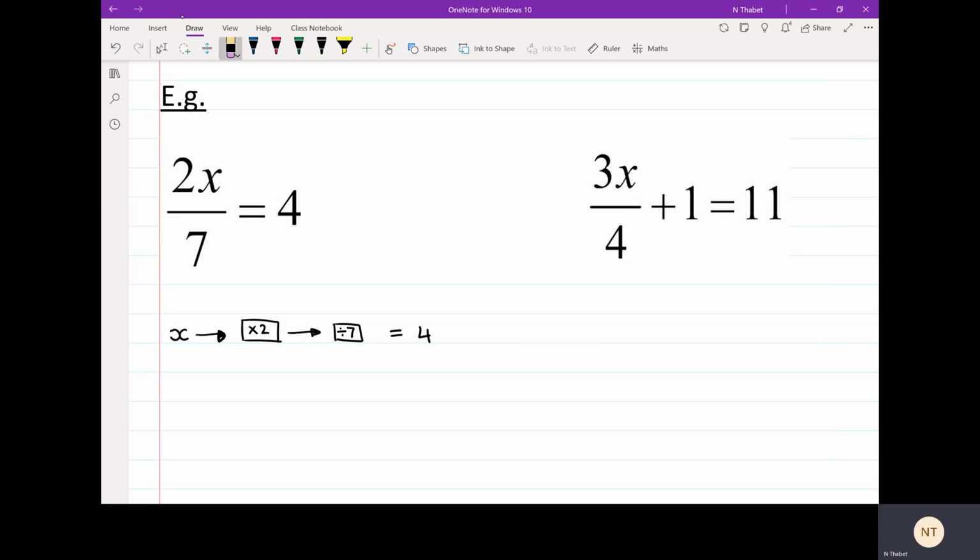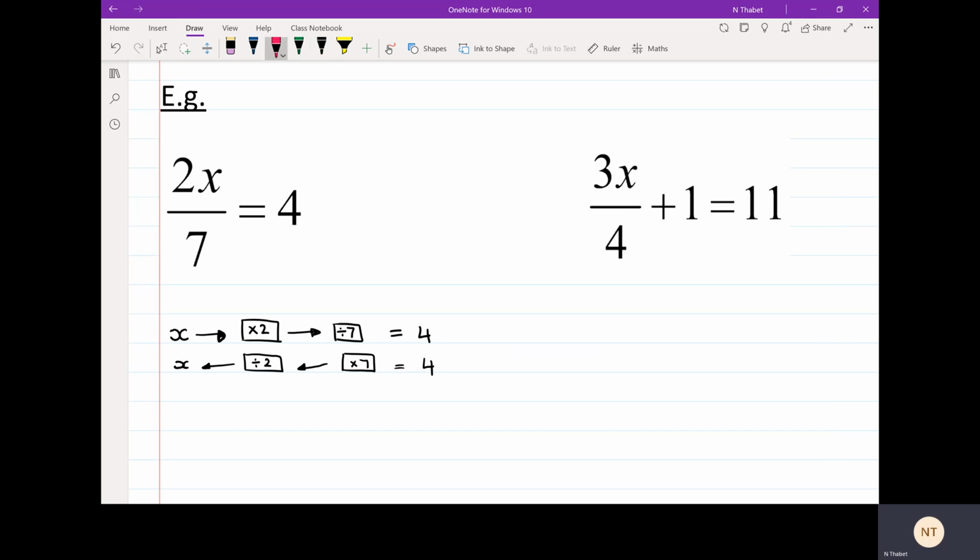And with equations with fractions, you are reversing that process. You're starting with the answer and working backwards. So instead of a divide by 7, you're going to multiply by 7. And instead of a multiply by 2, you're going to divide by 2. And that's going to give you the value of x. So always read the question, 2x divided by 7. The last thing you did, which is the divide by 7, is what you're going to reverse first.